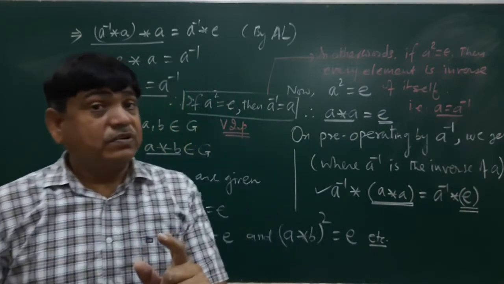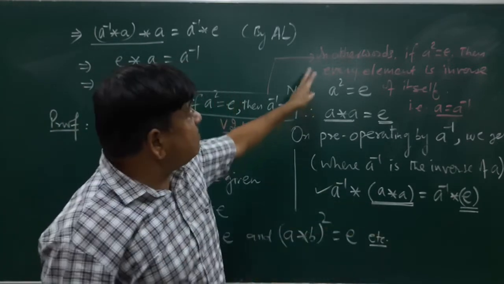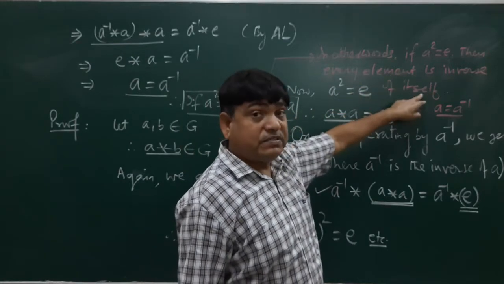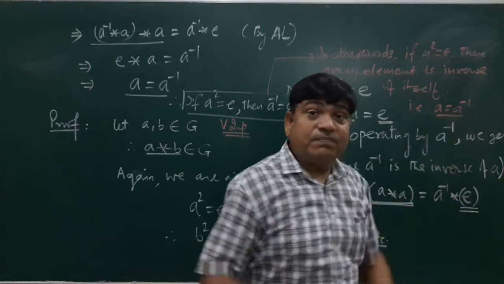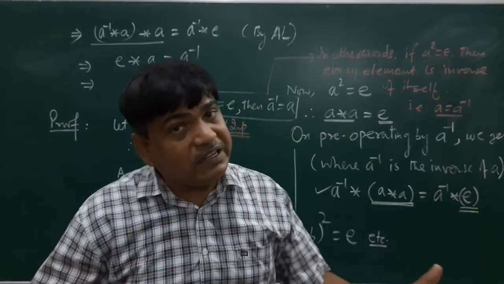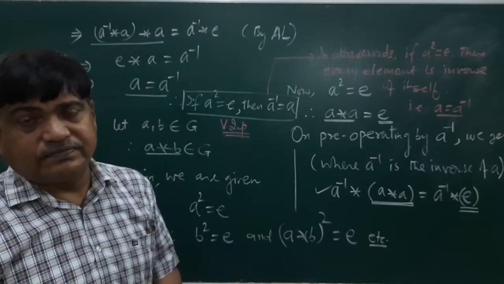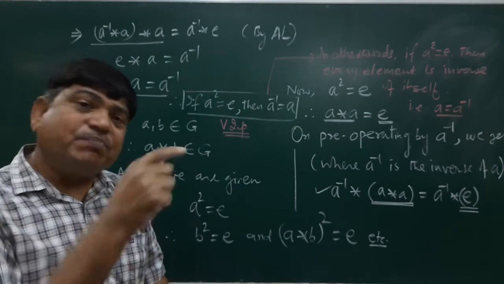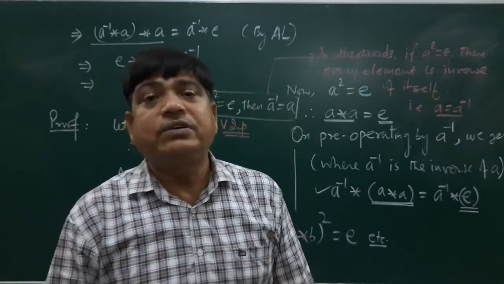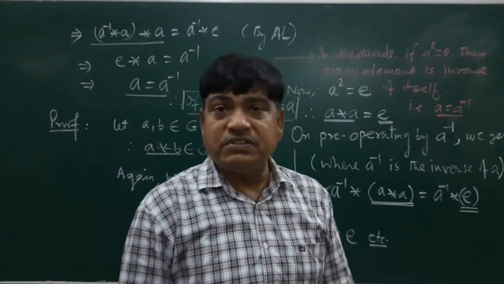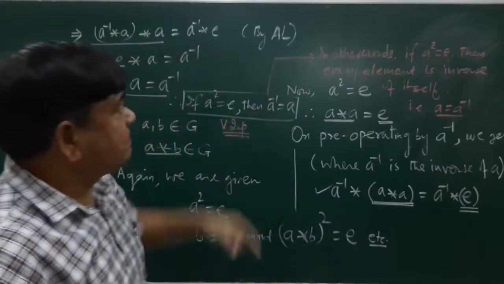We can also state this theorem like this: if every element is inverse of itself, that means this one, then prove that the group is abelian. So sometimes it is asked like this. I have given the Hindi translation of this. Okay, so this is one part of this.